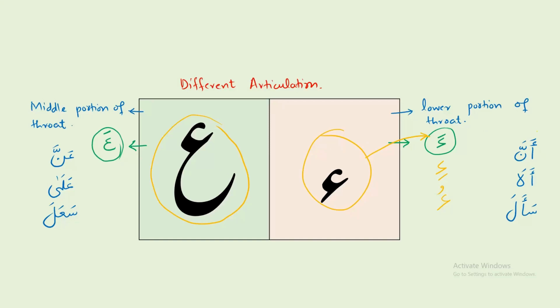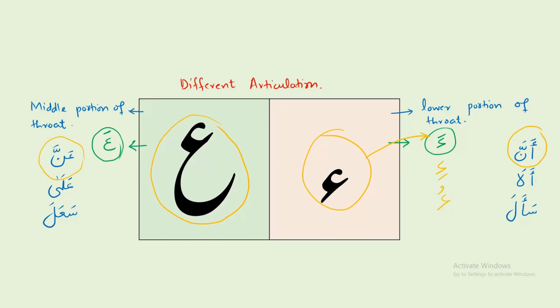Okay, let's take an example. For Hamza, we say anna, anna. But for Ain, we will say anna, anna. Just hear the difference.